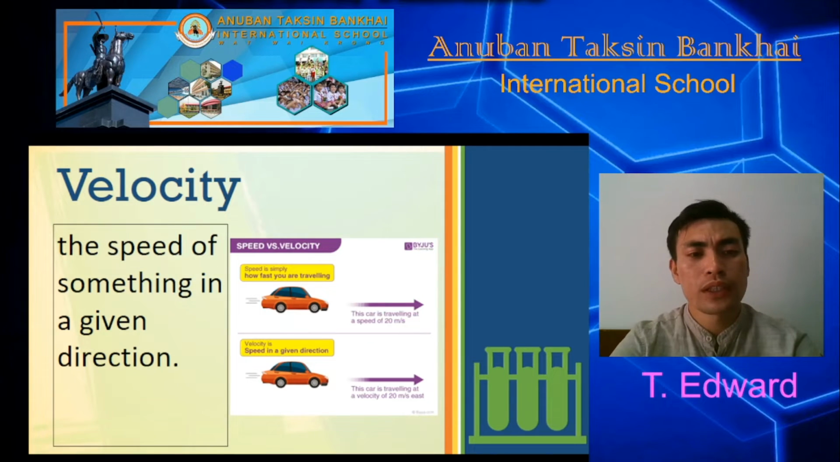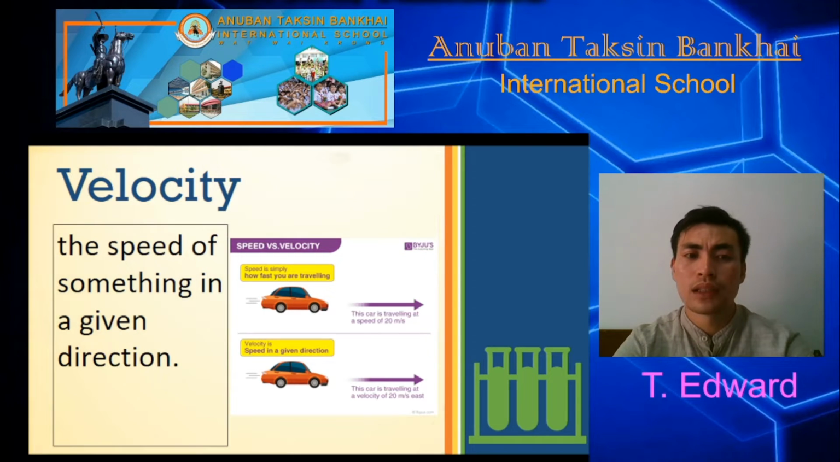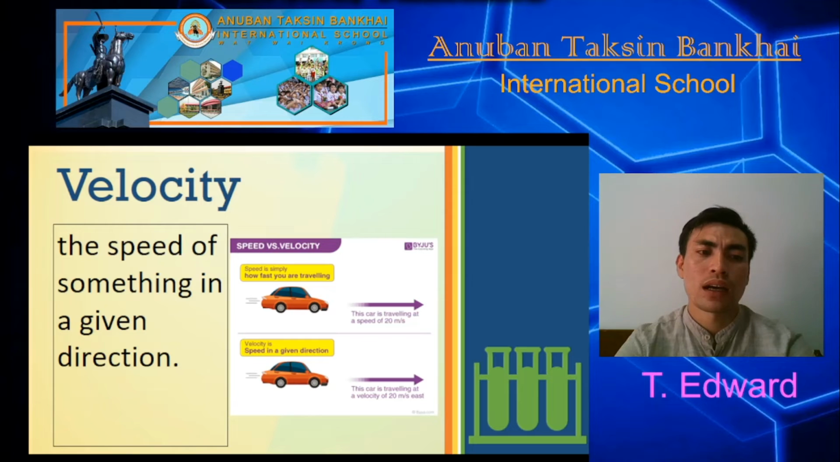The next word is velocity. Velocity is speed in a given direction. So here we can see that the car is traveling at a velocity of 20 miles per second east. The additional word east identifies the direction where the car is going. So that is velocity. If there is a speed and there is also a direction, 20 miles per second east, that is velocity. If there is no east, that is only speed.